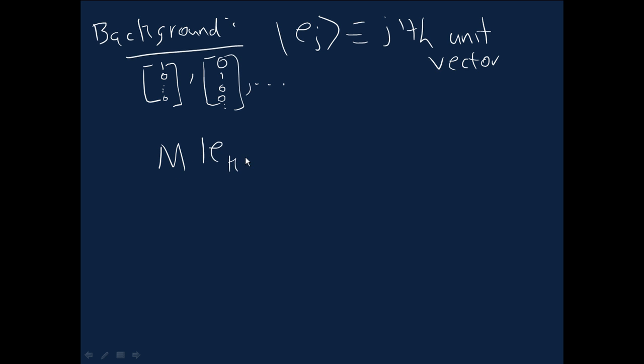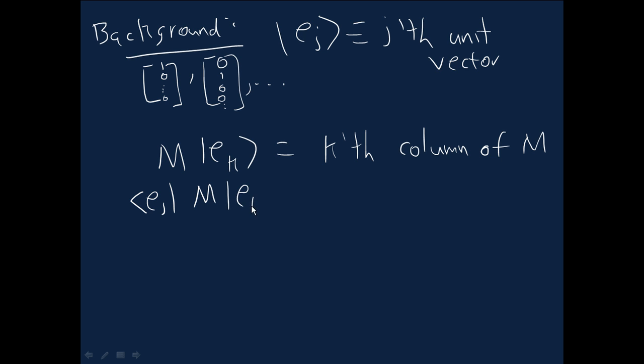If you let M act on the kth unit vector, it is, of course, equal to the kth column of M. This is a basic fact about multiplying a matrix by a vector. And so if you look at the jth unit row vector, EJ, times M times EK, you see straight away that this is equal to the jkth component of M. So this is a nice way of relating the familiar matrix components to the bracket notation here on the left. Okay, so that's more than enough notational background. Let's get back to the main event.